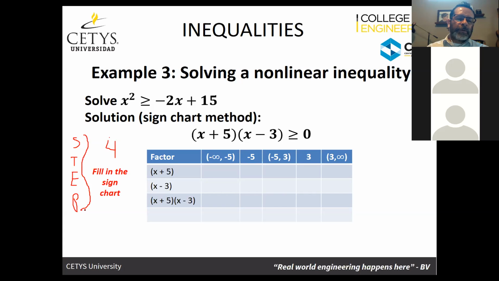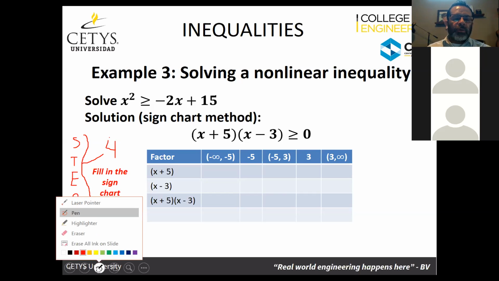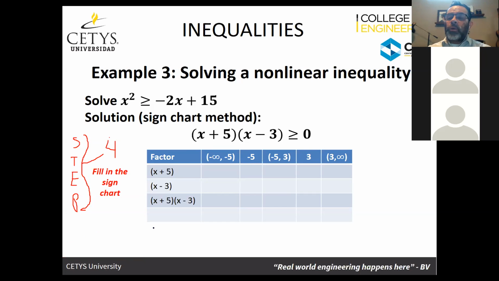Step 4. Okay. Now, once we do the chart, now we're going to fill it in. And what information are we going to fill into the chart? We're going to fill into the chart information that has to do with the sign of the factor.